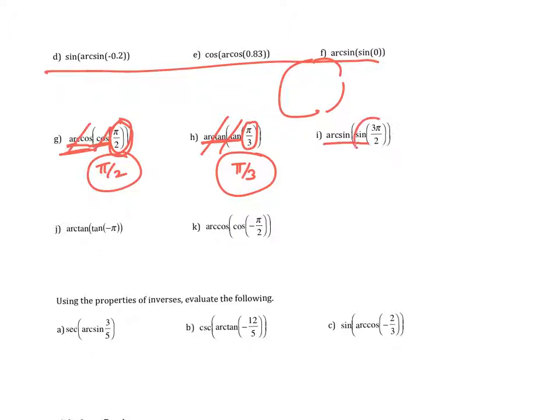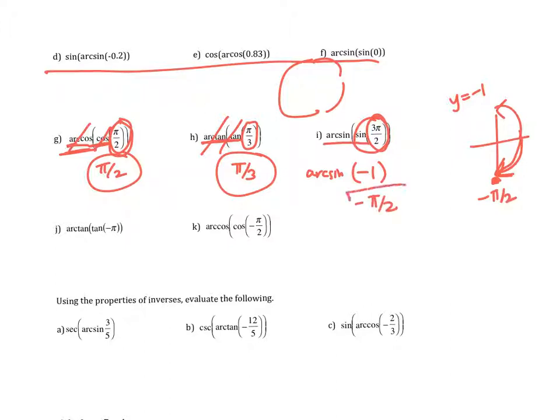So for these problems, I suggest you do the following. Look at the inside. What is sine of 3 pi over 2? Sine of 3 pi over 2, you look at your unit circle and you see that that's really negative 1. So now you have to find arc sine of negative 1. Where is your y value equal to negative 1 in your unit circle in the correct restriction here? And that's going to be right here, which is negative pi over 2. So you're rewriting 3 pi over 2 as a coterminal angle in this case, to get the same answer. Final answer is negative pi over 2.